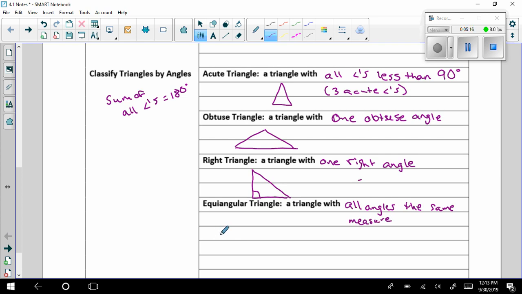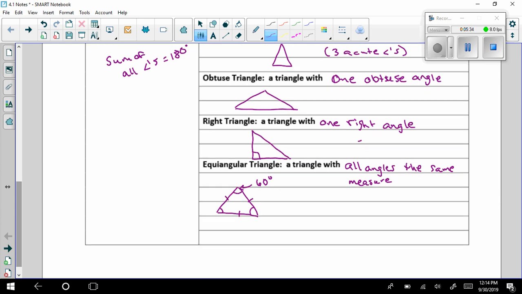So you have 180 divided by 3, an equiangular triangle, they're all 60 degrees. And because all the angles are the same, all the sides are also the same. So equiangulars are also equilateral.